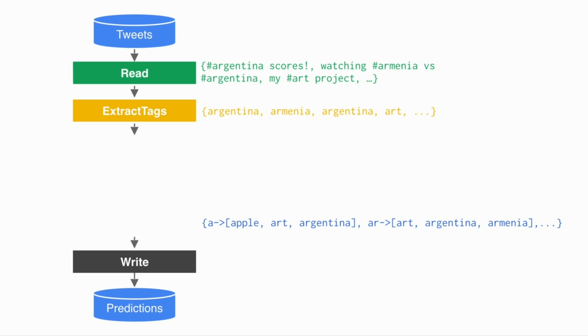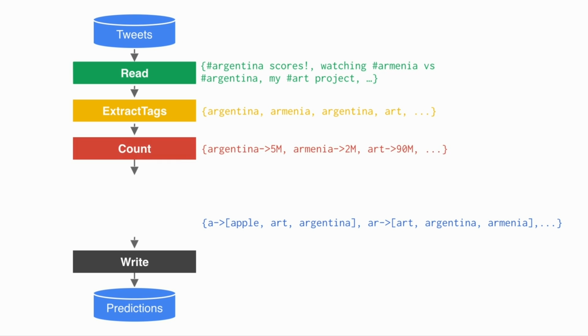Next step is I know that I'm going to need to rank these hashtags to decide which are the most popular ones. So let's count them. I'm counting how often every unique hashtag happened yesterday. And in this fake data set up here, Argentina happened 5 million times yesterday, Armenia 2 million times, and so on.